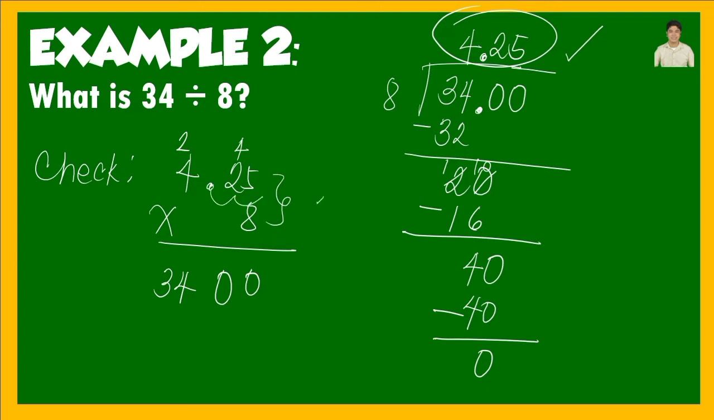1, 2. So, we have 2. Mag-move tayo ng 2 decimal places to the left. 1, 2. So, therefore, our answer is correct. 4 and 25 hundredths.